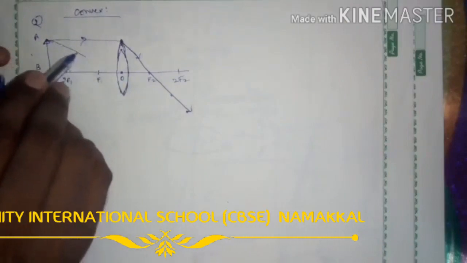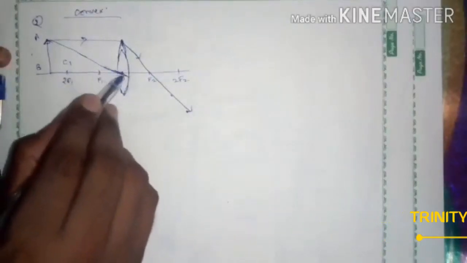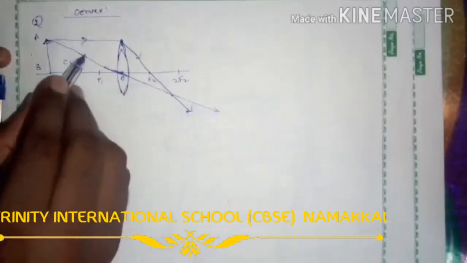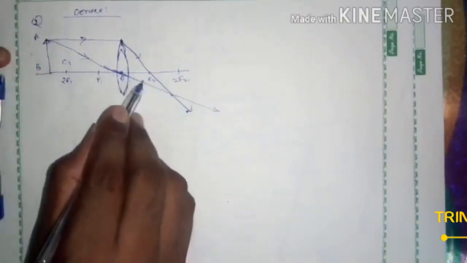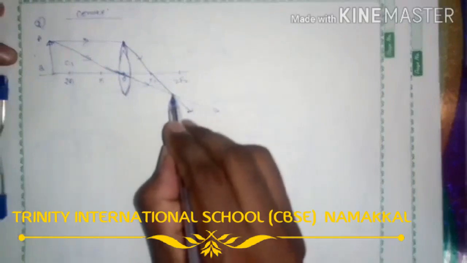So the ray passes through the optical center. Without deviation, it will emerge out. So you extend the same ray like this. This is the incident ray passing through the optical center, and without deviation, it will emerge out. Both the two refracted rays meet at this point.